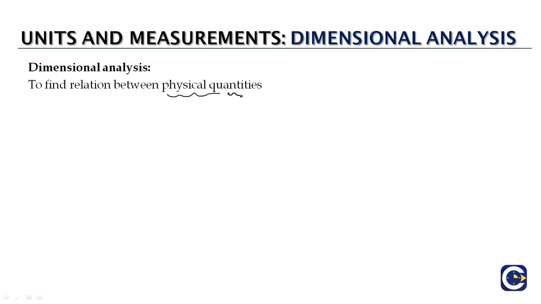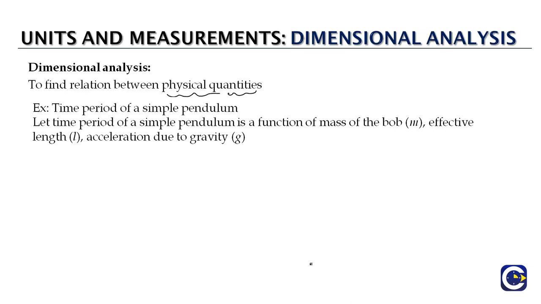Say for example, while we are trying to understand the correlation between different physical quantities, we may have to know how they are all related. And dimensional analysis can help us in finding the relation between them or in trying to correlate the physical quantities. To understand this, we'll just take a look at this particular example. Let's say we have a simple pendulum.